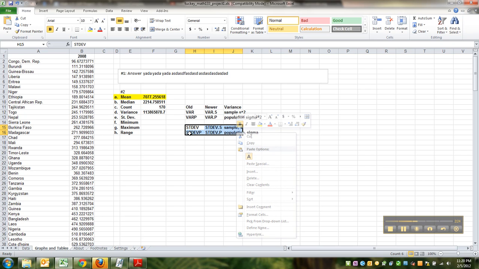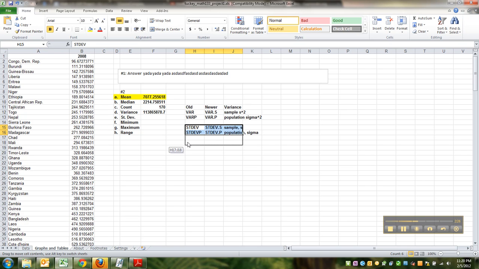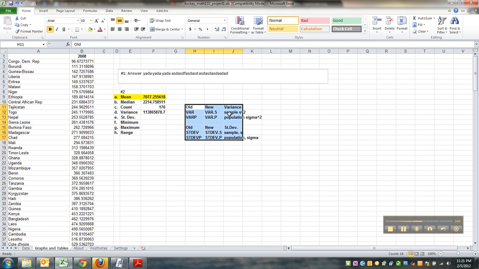Actually, I'm just going to move this. There we go. And then these are standard deviation. Okay, and this is old Excel, and this is new Excel. Okie dokie. You don't have to put those on your own spreadsheet, by the way. That's just for your own benefit right now, so you can figure out which one you want to use. So if you think it's population sigma squared, then you use one of these formulas. If you think it's sample s squared, then you use these. Either one, depending on what kind of Excel you have.